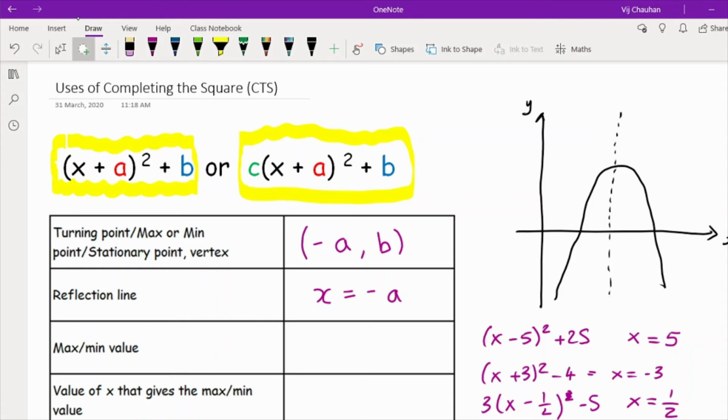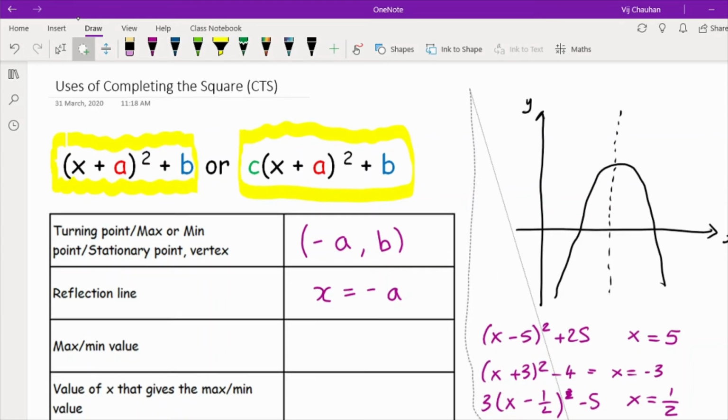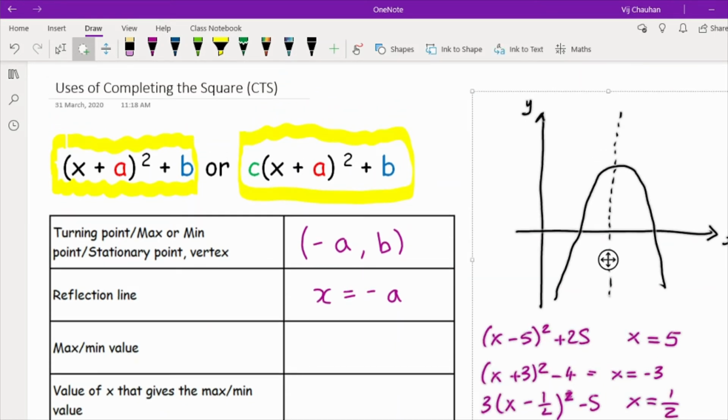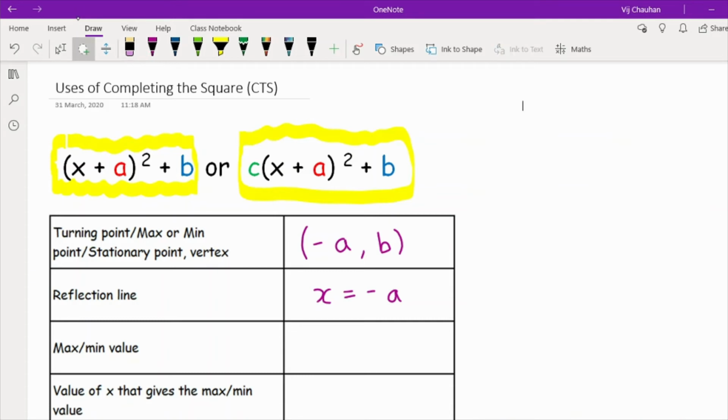The next thing we move on to, which we've already kind of discussed, is the maximum and minimum value. Now this sounds very similar to the max and minimum coordinate, but actually there is a difference. The max and minimum value is the highest or the lowest y ordinate you can get.